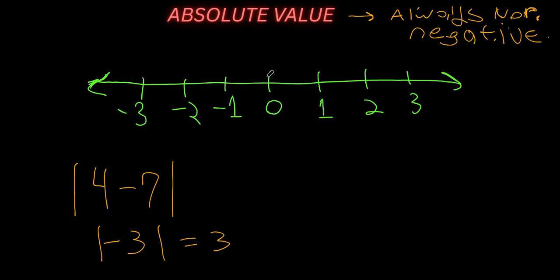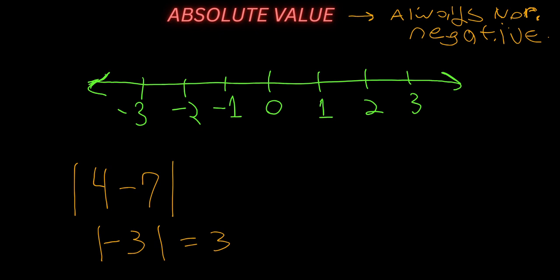And a way to visualize that is to travel over 4, 1, 2, 3, 4, and then to travel back 7, 1, 2, 3, 4, 5, 6, 7. That's a way to visualize it.